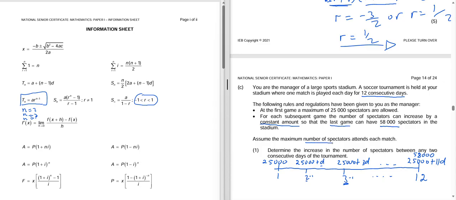Assume that the maximum number of spectators attends each match, meaning that 25,000 is fixed for each match, right?